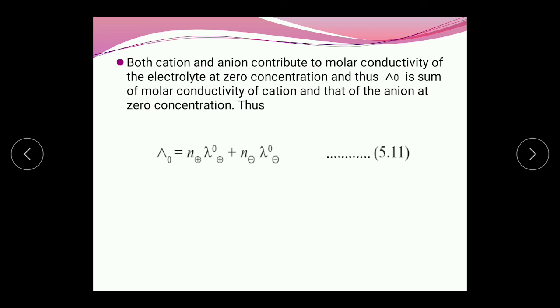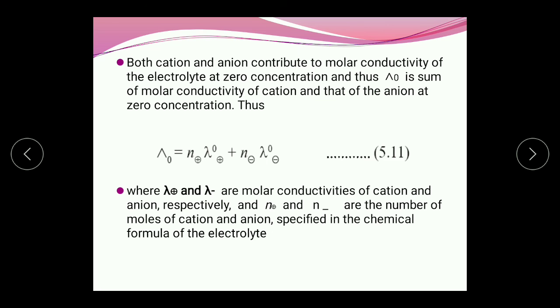For strong electrolytes, the method is simple. Just draw the graph and, by the extrapolation method, we get the lambda 0 value. Now, how can this equation be applied? This is told here: lambda 0, lambda plus and lambda minus are the molar conductivities of the cation and anion respectively, and n plus and n minus are the number of moles of cation and anion specified in the chemical formula of the electrolyte.